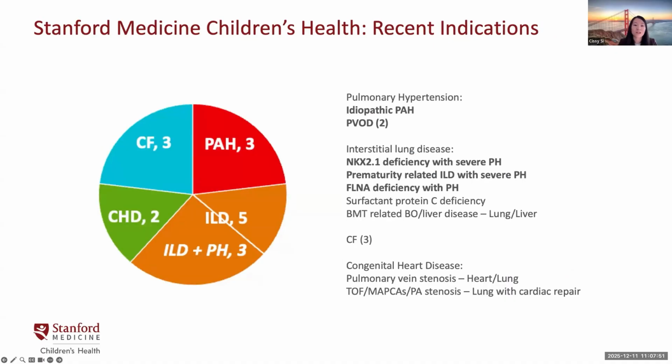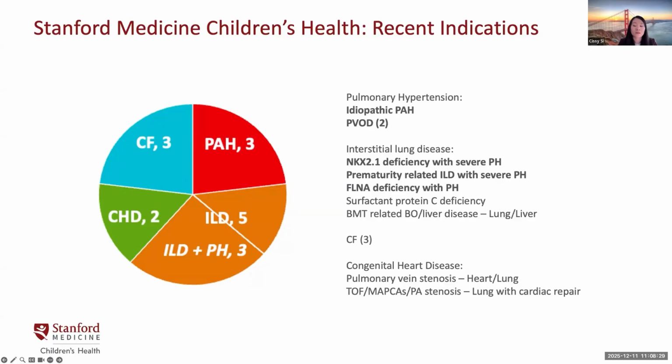Looking at the specific diagnoses for patients that have undergone lung transplant at our center, we mirror national data in that pulmonary hypertension, particularly when you take into account both primary pulmonary arterial hypertension as well as class 3 pulmonary hypertension, is our most common indication in recent years. However, unlike national data, we are still transplanting a good portion of children with cystic fibrosis. And our three most recent recipients were not modulator eligible.